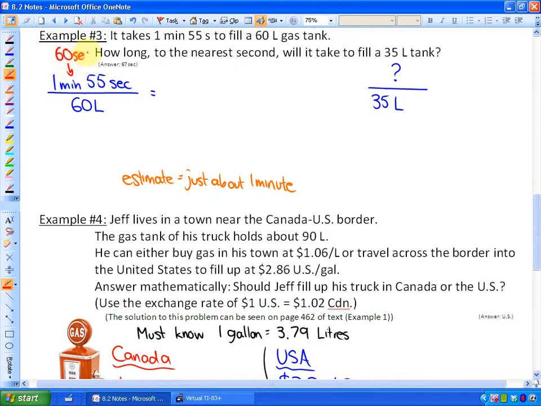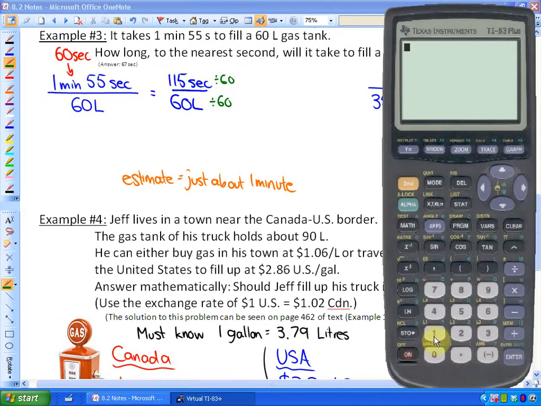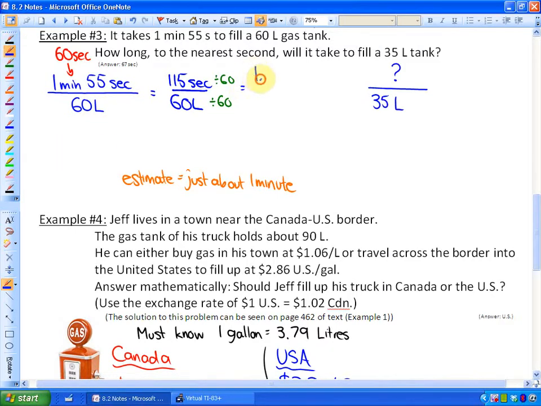So we know that 1 minute is 60 seconds. So 1 minute and 55 seconds, if I add those, would be 60 plus 55, which is 115 seconds. So we know it takes 115 seconds for 60 liters. Now, if I would like to convert this into a unit rate, I could divide my time by 60 and my fraction by 60, and that would give me, if you look on the calculator here, 115 divided by 60, that it takes 1.916 continued seconds for every 1 liter of gas.